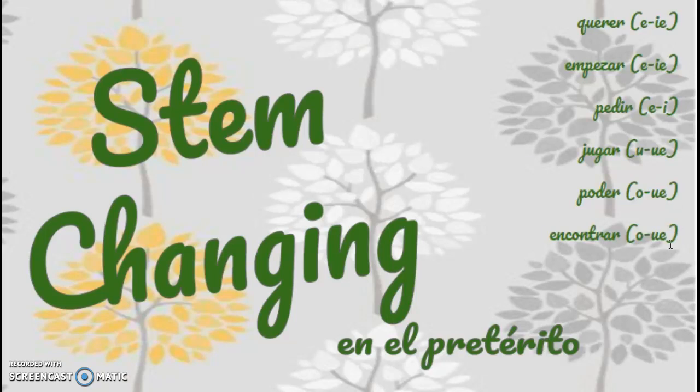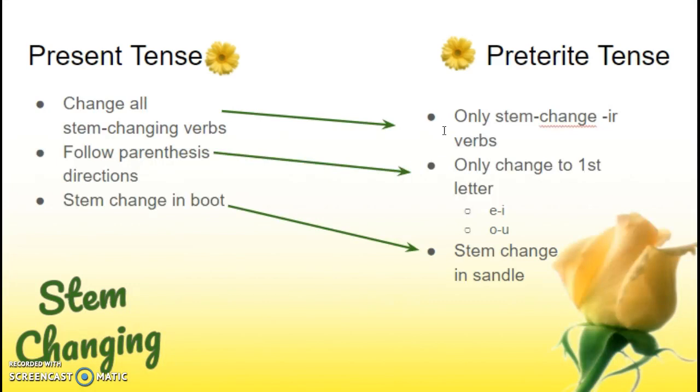For instance, on this list, the only one I'd have to stem change in the past tense or preterite tense is pedir, because it's an IR verb. So once again, we only stem change IR verbs.